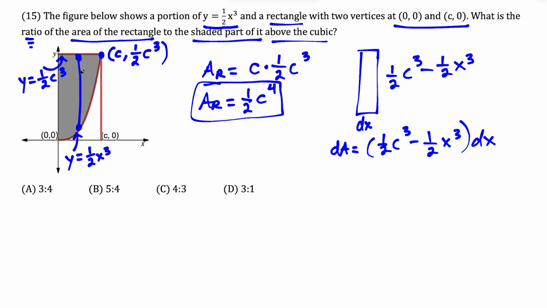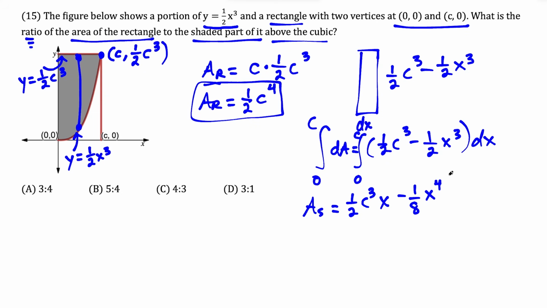But now I want to know what is the area of the entire shaded region, not just the area of this single cross section. So now I'm going to integrate here, from x equals 0 to x equals c. Okay, so this is going to tell us the area of the shaded region. So now I'm going to say the area of the shaded region is equal to, and I anti-derive 1/2 c to the third, and I get 1/2 c to the third times x, because remember, c is a constant here. So I have 1/2 c to the third times x minus, and now when we anti-derive x to the third, that's 1/4 x to the fourth, but times 1/2 is going to give us a 1/8 here. So I have minus 1/8 x to the fourth, and we're integrating once again from 0 to c.